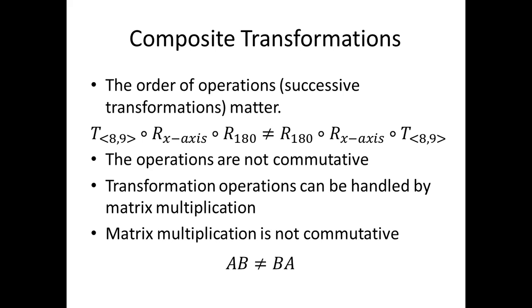The transformation operations we'll see in the next video can be handled by matrix multiplication. And that is to say that matrix multiplication is not commutative. In other words, if we multiply two matrices A and B, that's not the same as multiplying B times A.